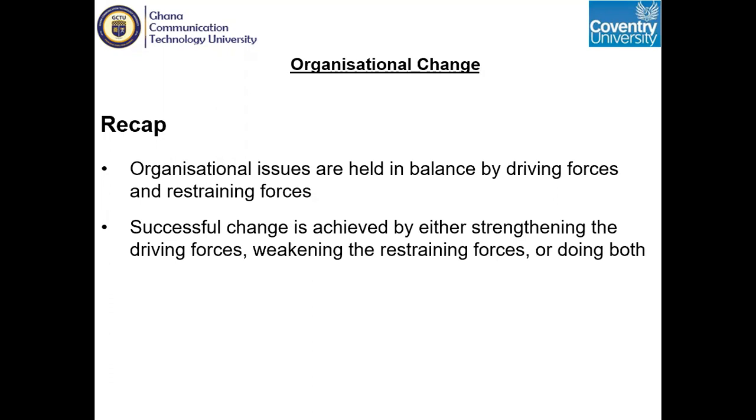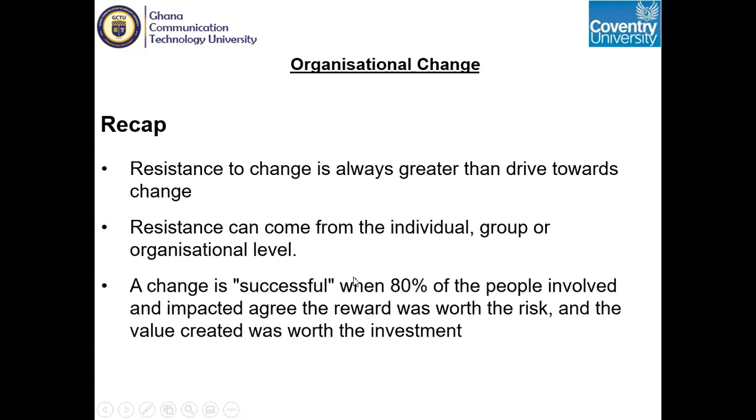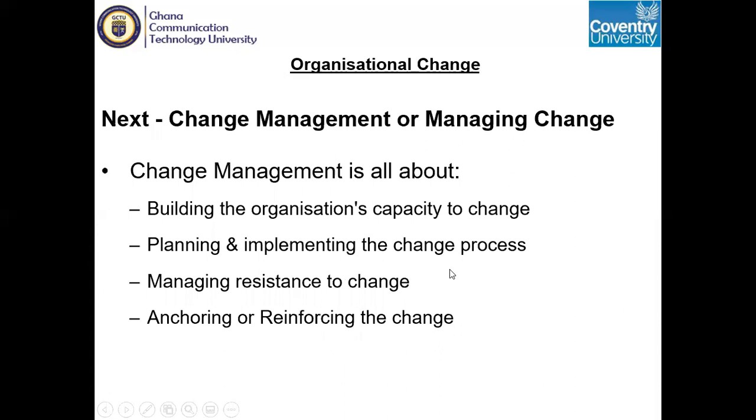You either strengthen your driving forces, or you weaken the restraining forces, or you can do both at the same time, simultaneously. And they were saying that resistance is always greater than the drive towards change. Resistance can come from individuals or groups or even the entire organization. And you can succeed, or you can get change to work, if at least 80%. We saw the spectrum. Now, if the majority of them are up at the acceptance level, then of course change can take place, especially the radical change that we're talking about. So that's just a recap of what we've covered this morning.